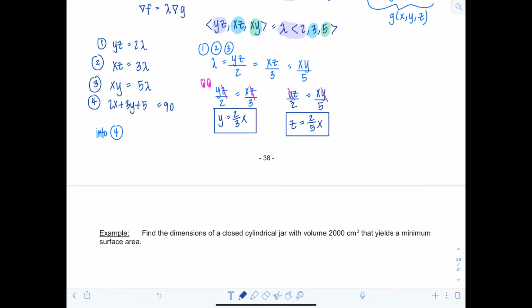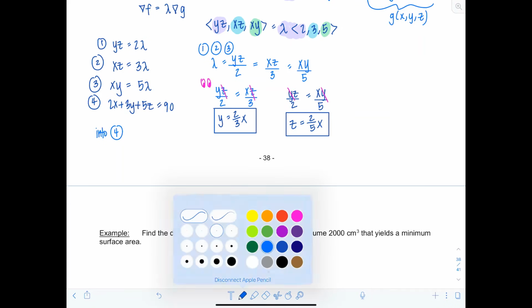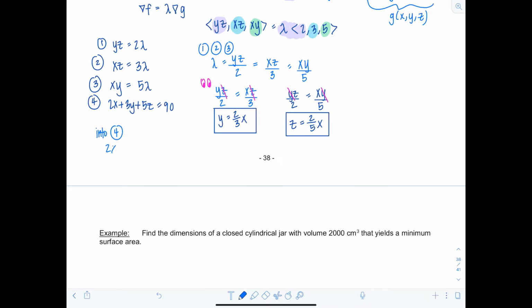And my z disappeared. Come back, z. Okay, here we go. So 2x plus 3 times y, which is 2/3 x, plus 5 times z, which is 2/5 x, is equal to 90. And I have 2x plus 2x plus 2x. So what's that? That's 6x. So 6x is 90, which means x is 15.